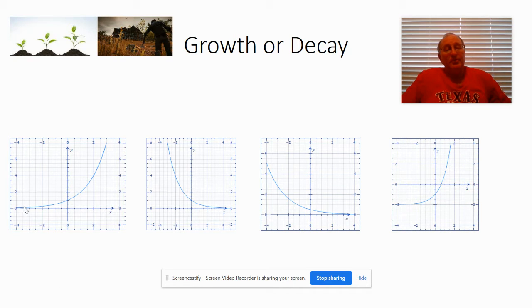This one here. As you're reading left to right, what do you notice it's doing? It's getting larger, so it's growing. This one, as you're reading left to right, it's getting smaller, so it's a decay.